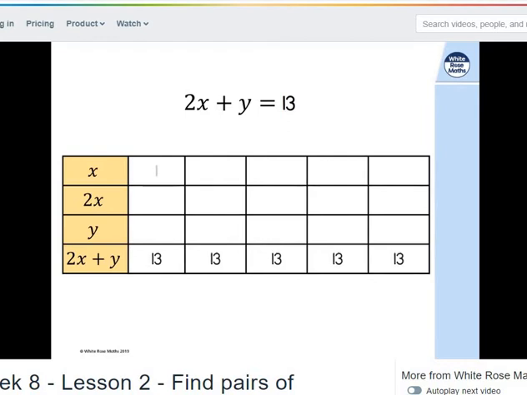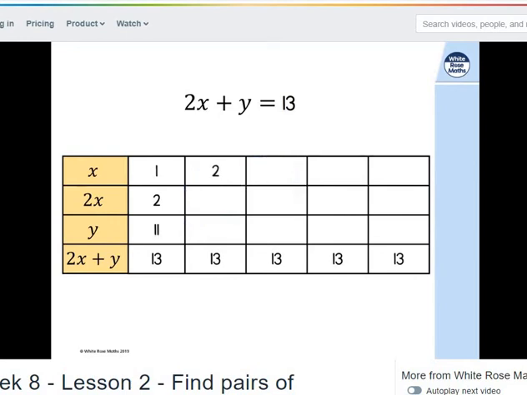Let's start putting some numbers in. What if x was worth 1? Well, if x was worth 1, 2x would be 2 times 1, which is 2. Now then, how do I work out y? I know that if 2x plus y equals 13, and 2x is worth 2, then 2 plus my missing number must be 13. Y must be worth 11 then, because 2 plus 11 is 13. Excellent, I've worked that out.